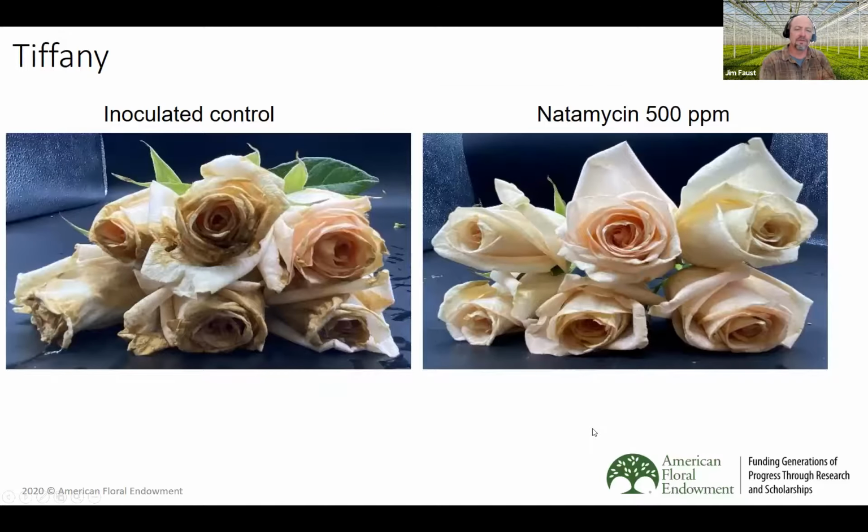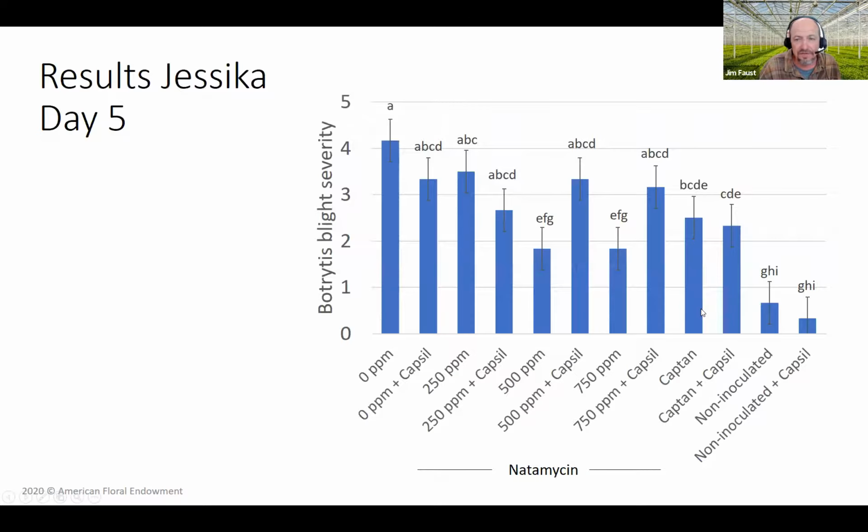This is what some of the flowers look like after 5 days. The control on the left, severe infection on a lot of petals. On the right is our natamycin dip, looking much better on Tiffany. On Jessica, the results weren't quite as good, but still, 2 of the natamycin treatments really stood out, 500 and 750.